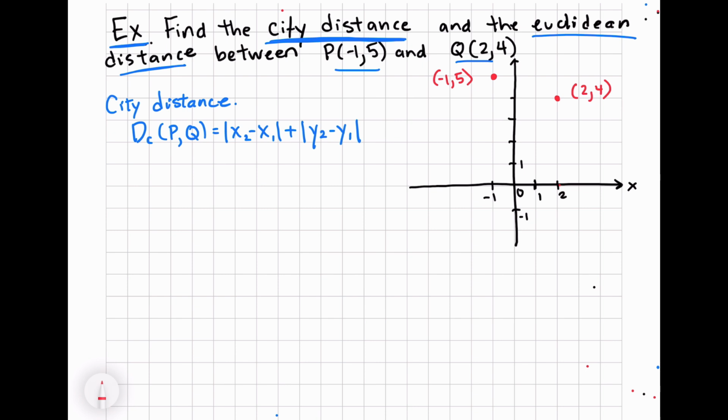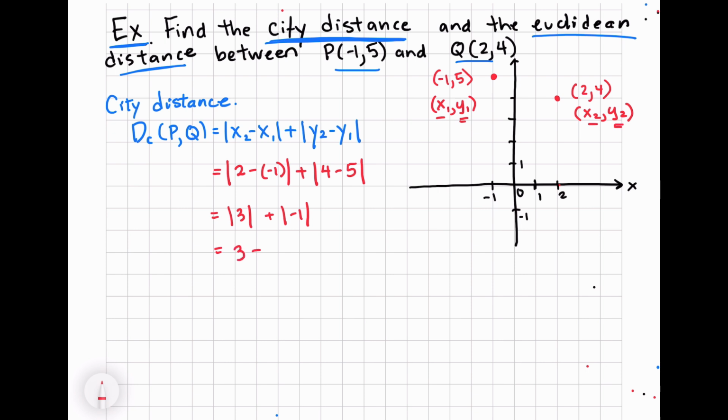So this point, we're going to give the notation x1, y1, and the point Q, we're going to call x2, y2. Using the formula, we have x2 minus x1, so 2 minus -1, plus the distance between y2, which is 4, and y1, which is 5. This gives the absolute value of 3 plus the absolute value of -1, so that's just 3 plus 1, which is 4. So what exactly does that mean? How do we interpret that?